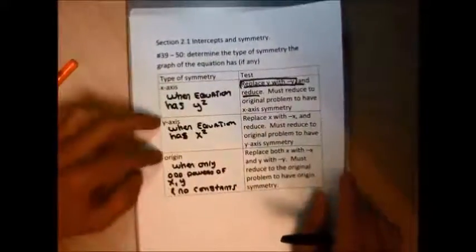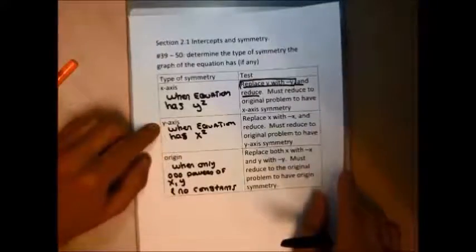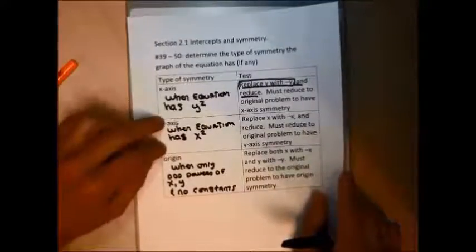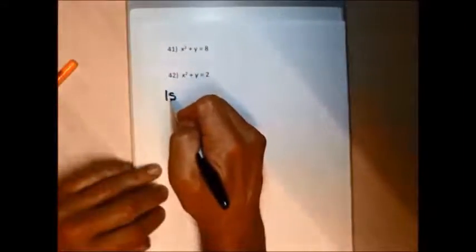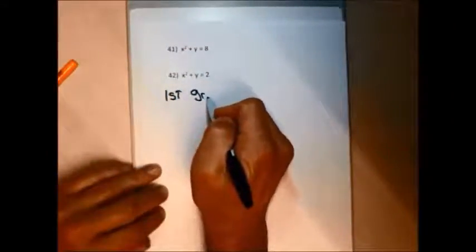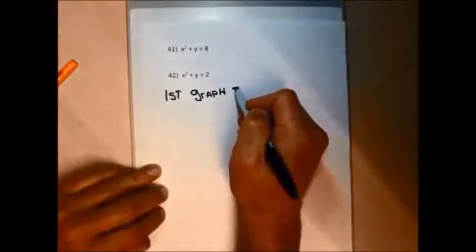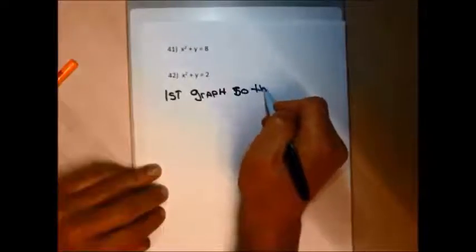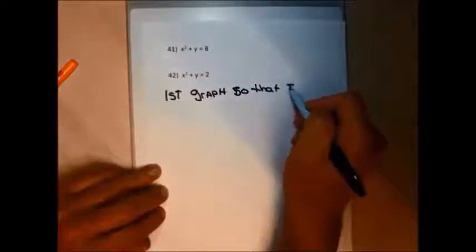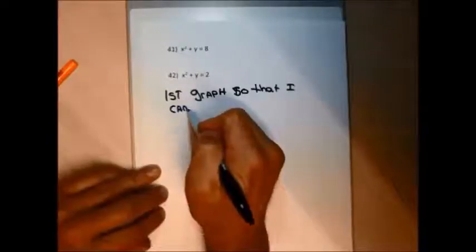Hopefully you gave 39 a go. And immediately when I look at the 42, when an equation has an x squared, I think it has y-axis symmetry. That's when it has an x squared and not a second x to the first power term. I think this has y-axis symmetry. And my first step, I will graph so that I can make a good guess at the symmetry.